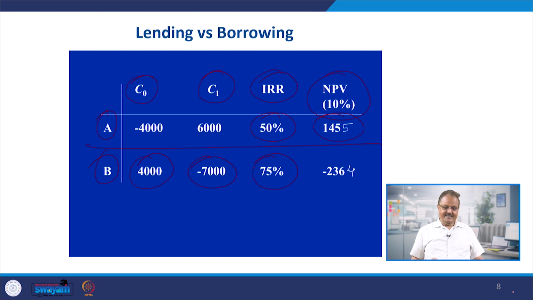You are borrowing the money at 75%, and the net payment you are making, which is 2,364, is more than the inflow which is going to come to you in the form of the NPV, 1,455. So one is lending, one is borrowing, and distinguishing between these two is very important.